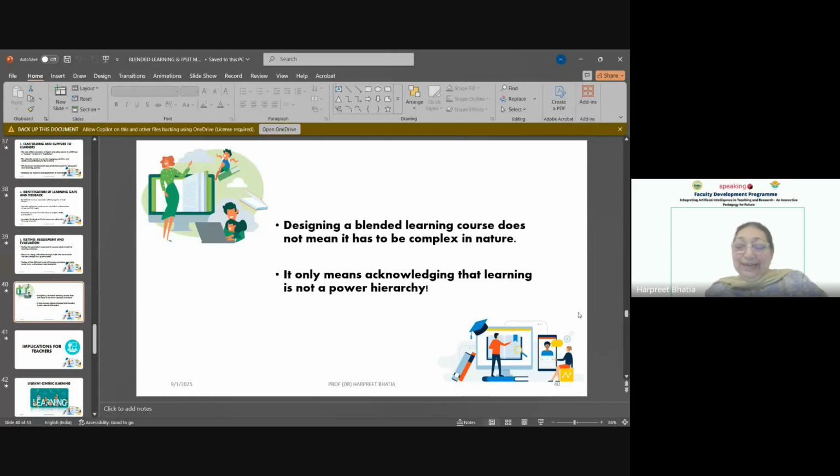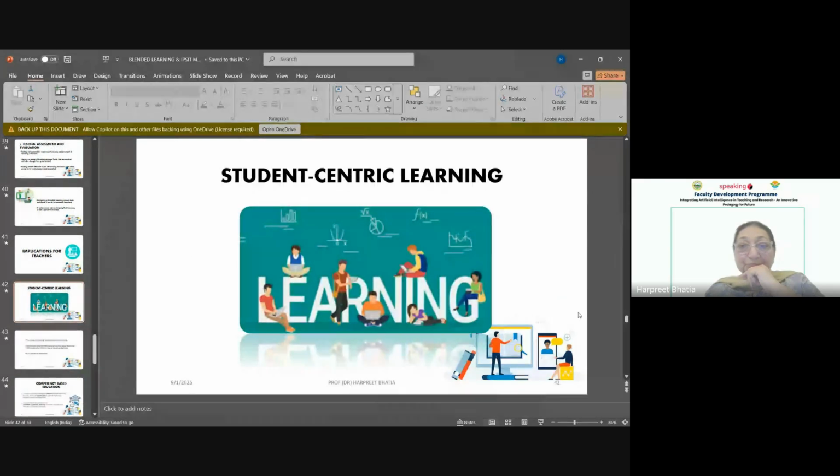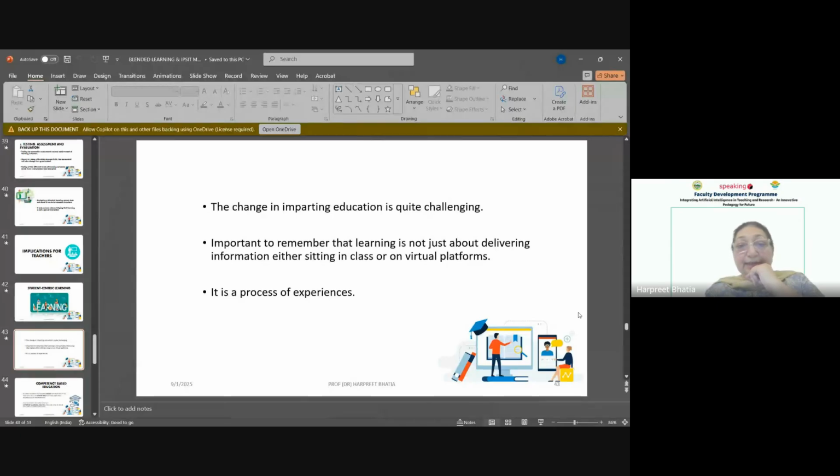So we have to realize and acknowledge that learning is not a power hierarchy. I am not here and the student is not here. We are both working together for the purpose of the learning by the students. So briefly, I'll go into the implications for the teachers. It's totally a student-centric learning.